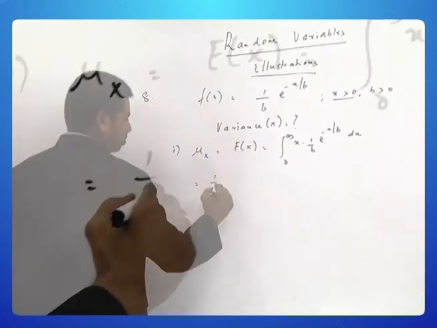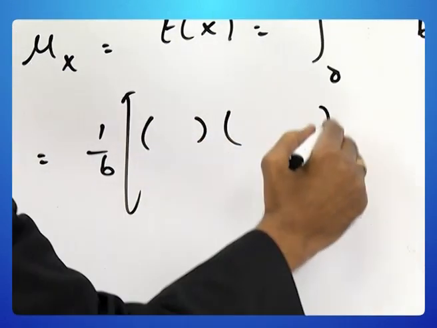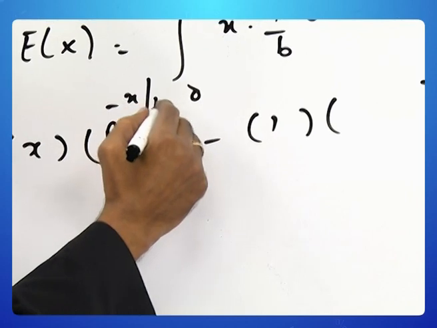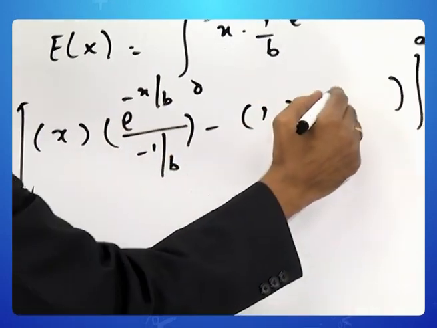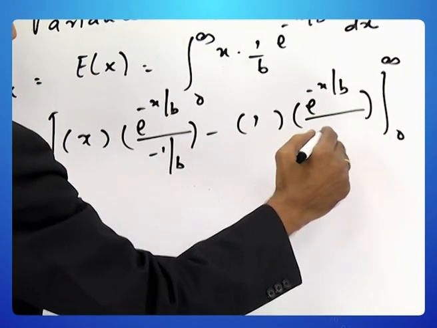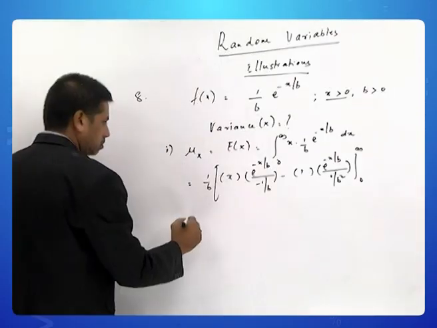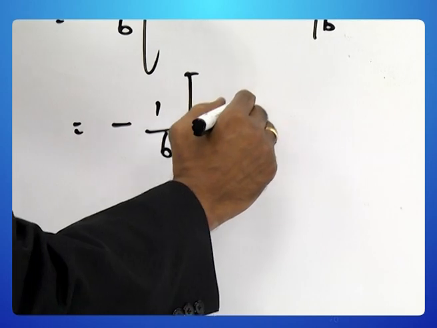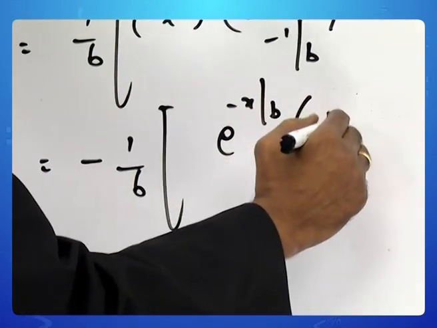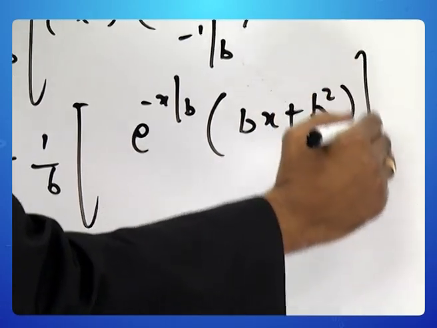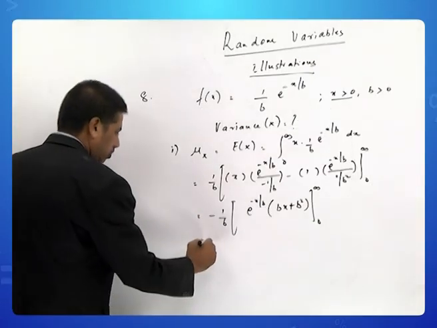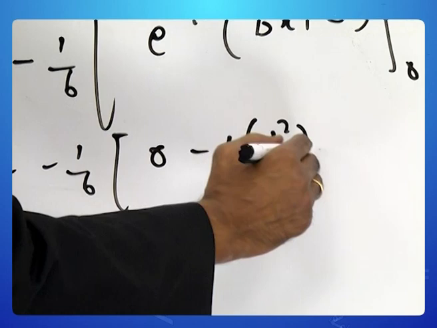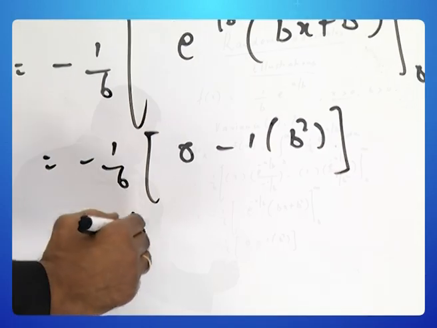So let's integrate this. Integrate by parts. So we'll have all the routine operations. So b square by b will be b. So this is the mean.